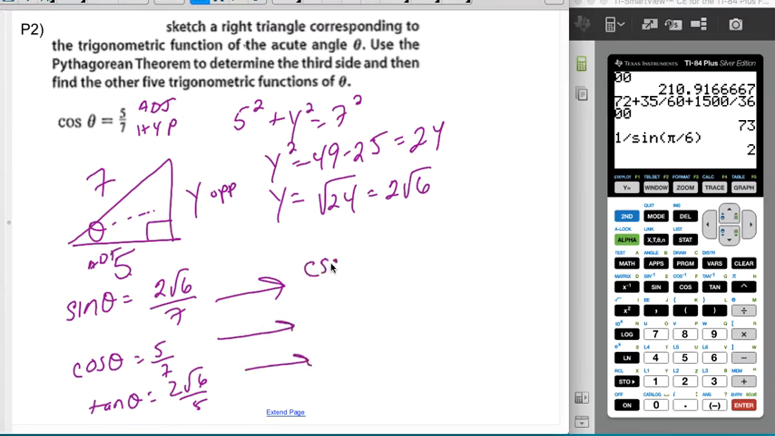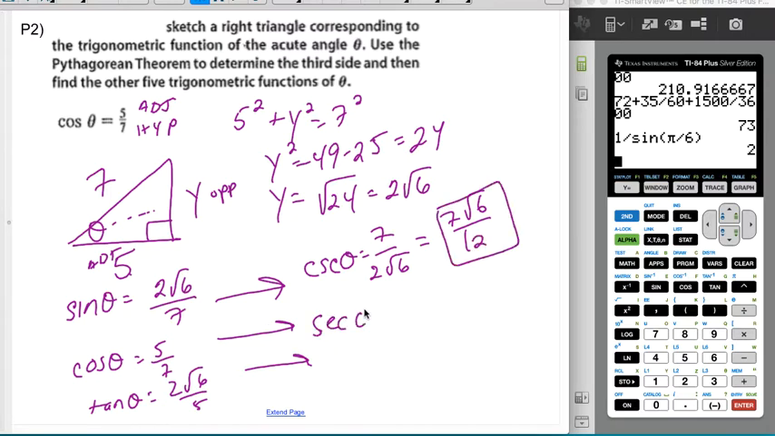So my cosecant is going to be a 7 on top of a 2 root 6. I'm going to multiply by root 6 over root 6, so I'm going to get 7 root 6 all over 12. My secant is going to be a 7 over 5, and my cotangent is going to be a 5, my bad.